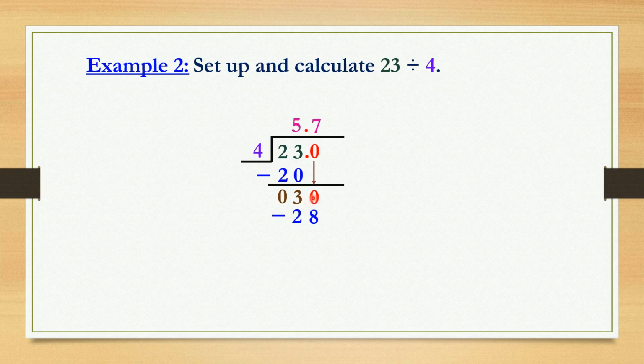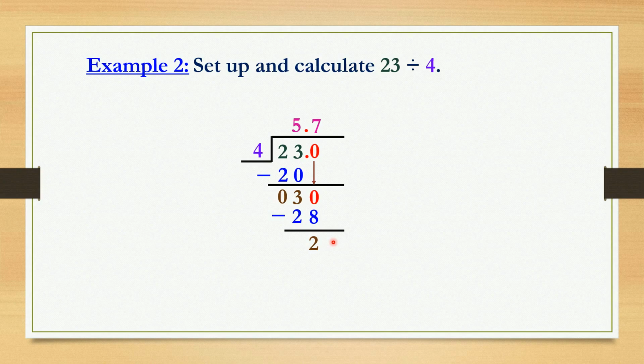Or you can do 0 is less than 8. I borrow from the 3, 10 minus 8 is 2, 2 minus 2 is 0. Or you can do it mentally. 30 minus 28 equals 2. Here the remainder is not 0 yet. So I need to continue the division.